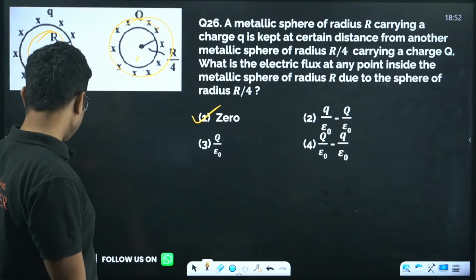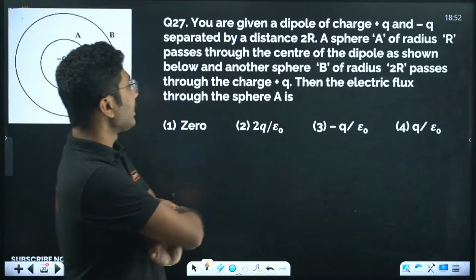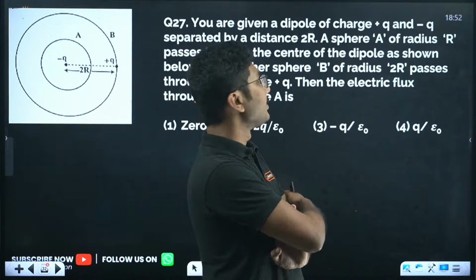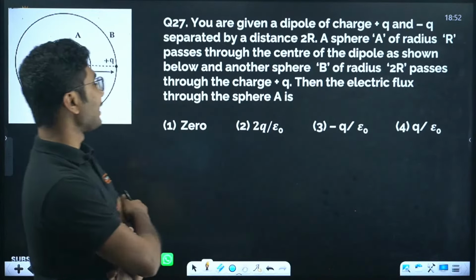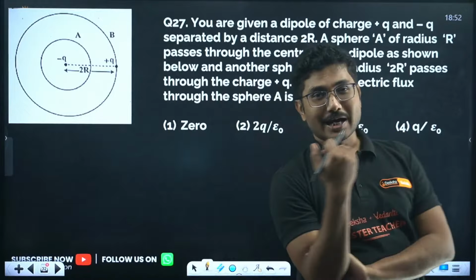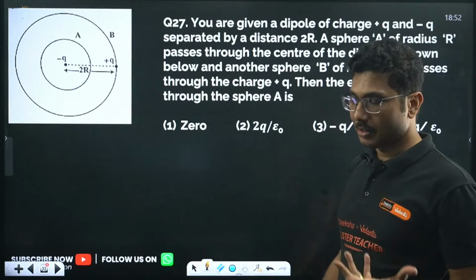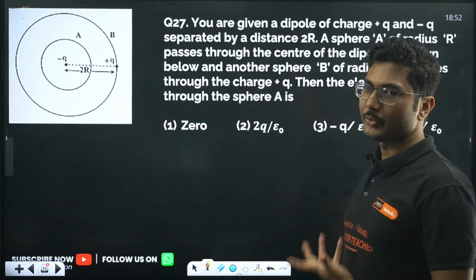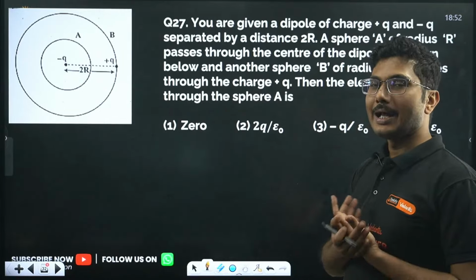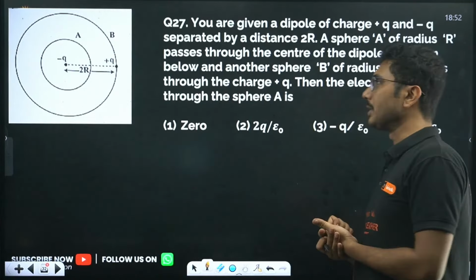Okay, clear? Now let's move on to the next question. You are given a dipole of charge capital Q and minus Q. In 2025, many of the electric charge and field questions came directly from Gauss's law. The topic changes from year to year, but if there is one topic, there is a heavy chance that 2-3 questions will come from the same topic.